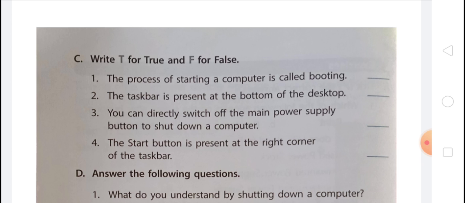Let's revise one time. Step first, click the start button. Step 2, the power button appears when you click on the start button, and you have to click on it. Step 3, click on shut down, and wait until the CPU switches off. In step 4, switch off the monitor. Step 5, turn off the UPS. Step 6, switch off the power supply button.